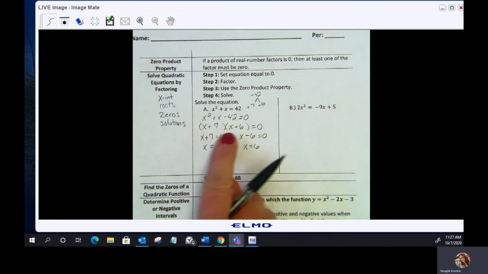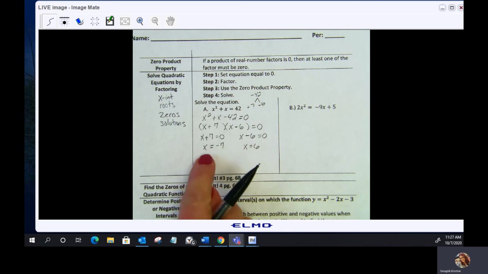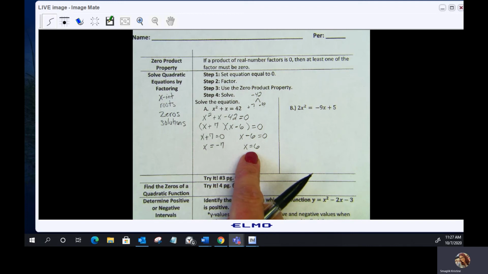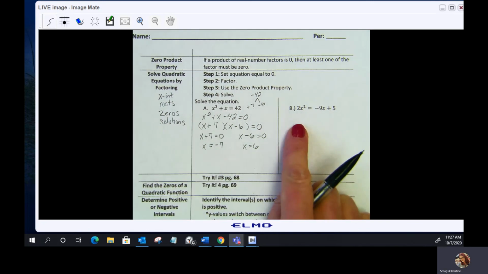So if my x values are either negative 7 or positive 6, and you substitute them back into your original equation, you're going to get a 0, which means when your values of x are either negative 7 or 6, the corresponding y value will be 0, which means, of course, it is on the x-axis. These are the x-intercepts. Let's take a look at B.